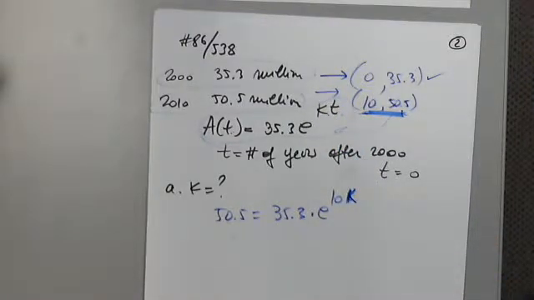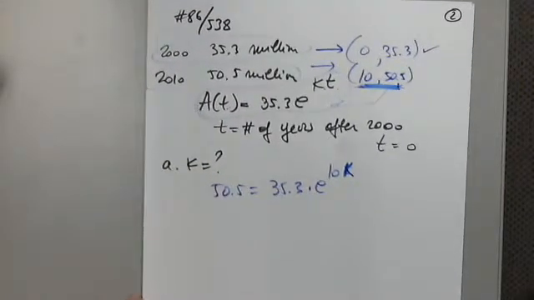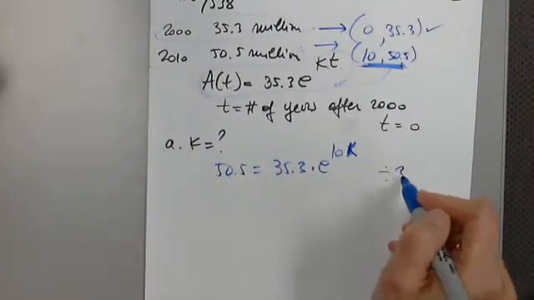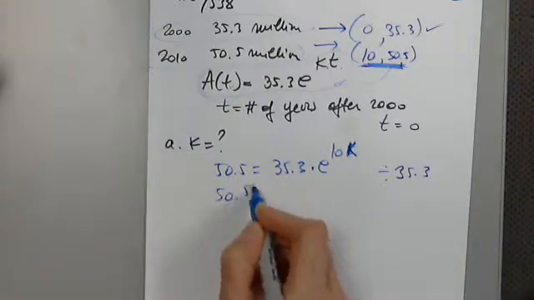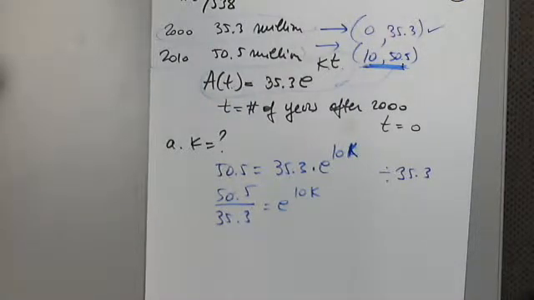Okay, good. How many variables do we have in this, and what type of equation is it? Very good, because the variable is at the exponent level, so I have to clean it up first. How do I clean it up? I need to get rid of this. So we divide both sides by 35.3. 50.5 over 35.3 equals e to 10k. Do not bother with dividing, per se. Just write it as a fraction.